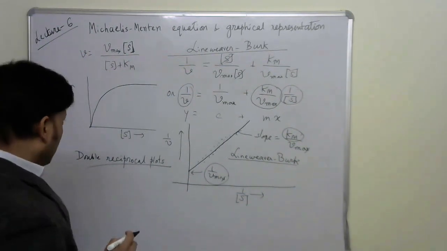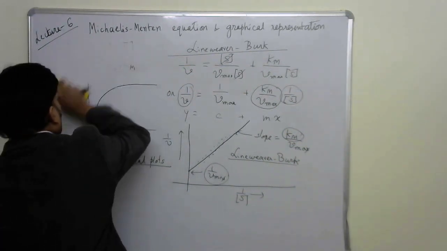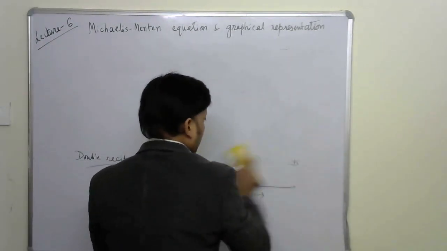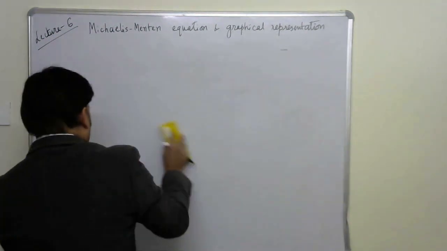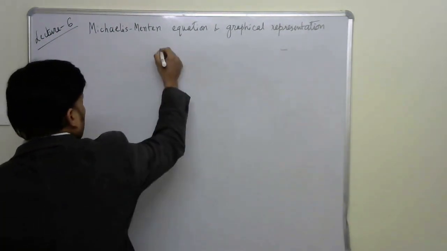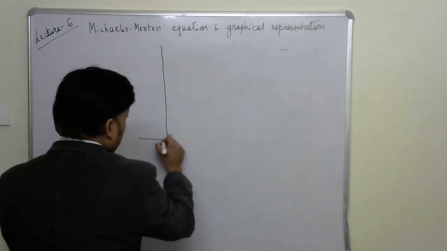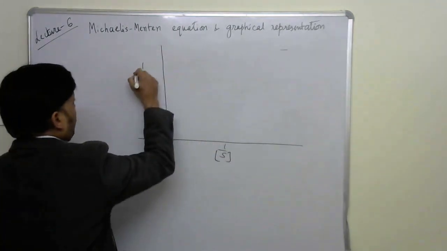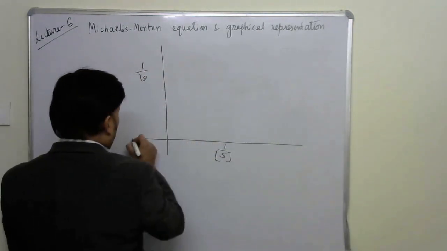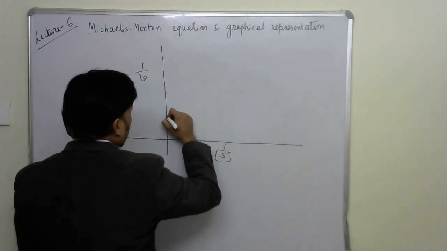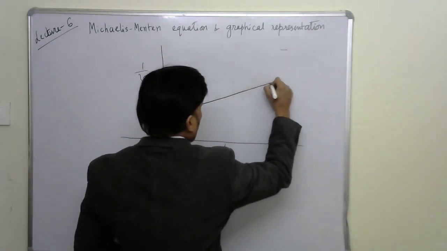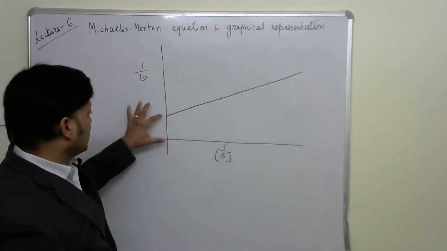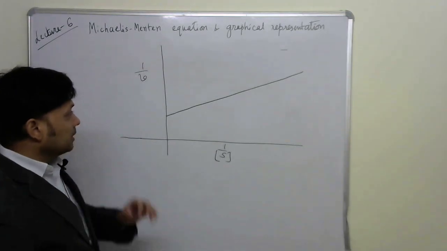So once again, the board over here looks a bit clumsy. So I am cleaning the board, and let's try to make a nicer representation of the double reciprocal plot. So 1 over S versus 1 over V. And then we have the straight line perhaps appearing like this. And we know the slope is Km over Vmax, and the intercept is 1 over Vmax.